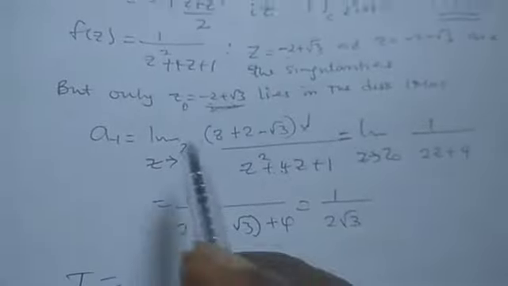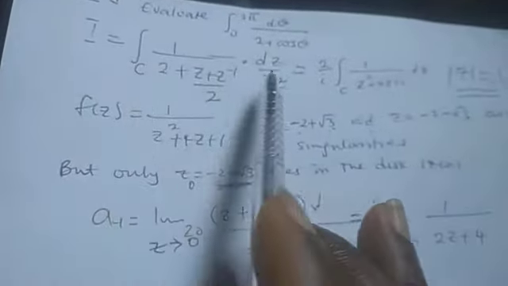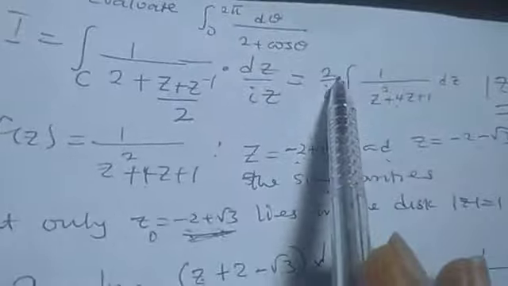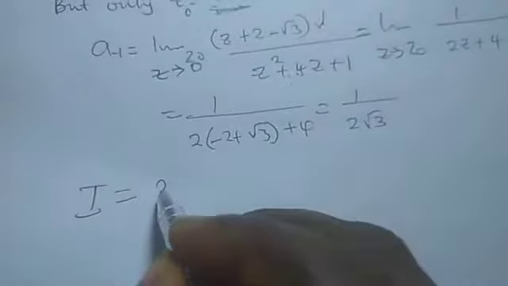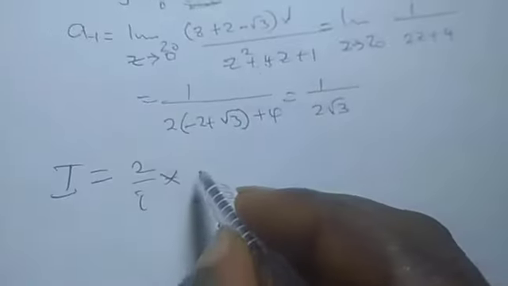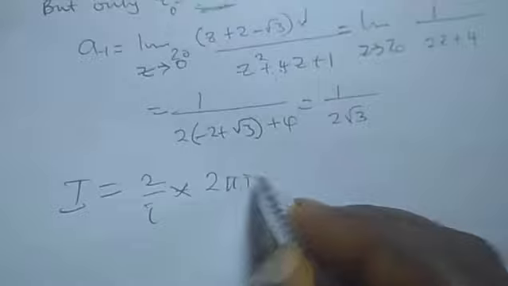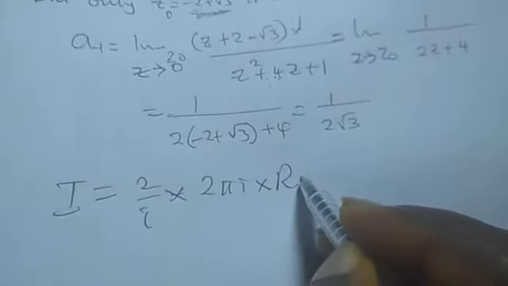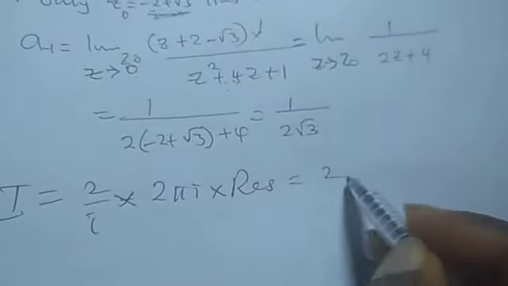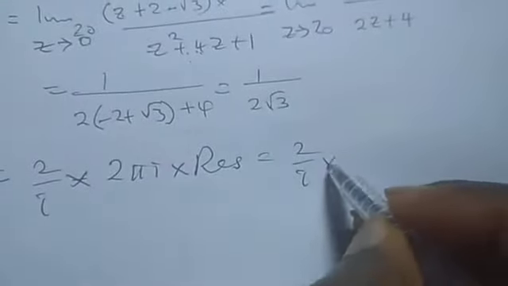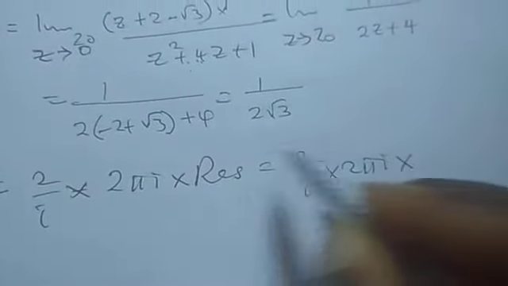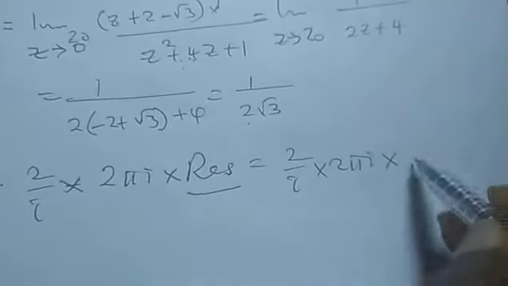So in that case, the answer will become, there is 2 over I here. This integral will become 2 over I times the formula, residue theorem, 2 pi I times the residue. So this is 2 over I. We got this 2 over I from this place. Times 2 pi I times the residue is the residue.